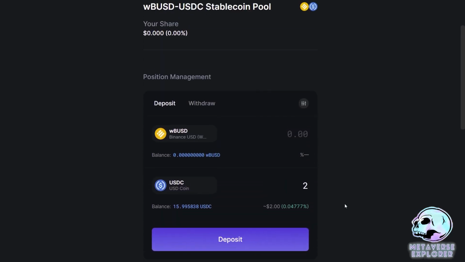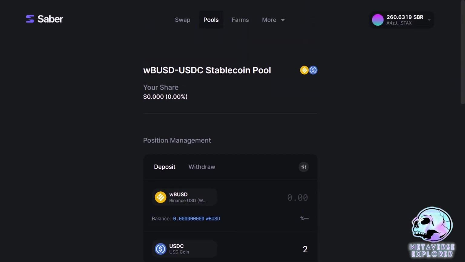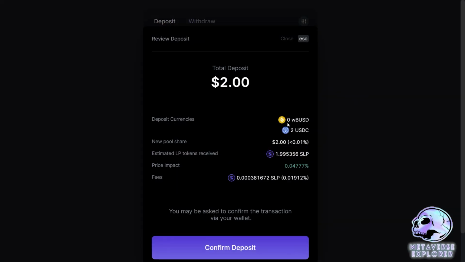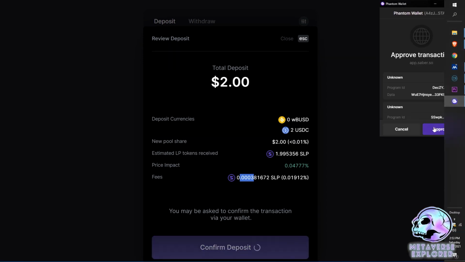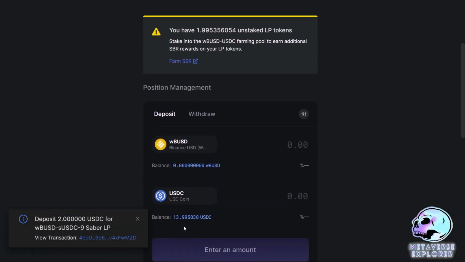So let's go ahead and add to this pool. $2 USDC. And deposit it into the wrapped BUSD USDC stablecoin pool. Let's confirm again. I'm depositing 0 BUSD, 2 USDC. My pool share is $2, which is less than 0.001. What fees? About 0.003 cents, which is very, very small. Confirm. Three, two, done. Okay, very good.